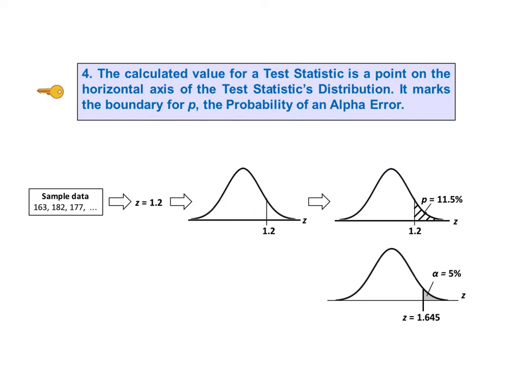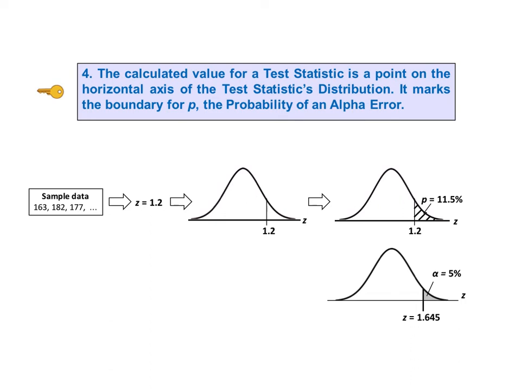If Z equals 1.2, then p must be 11.5%, and vice versa. The p-value and the value for the test statistic contain the same information. We can get either one from the other, given the probabilities provided by the probability distribution.